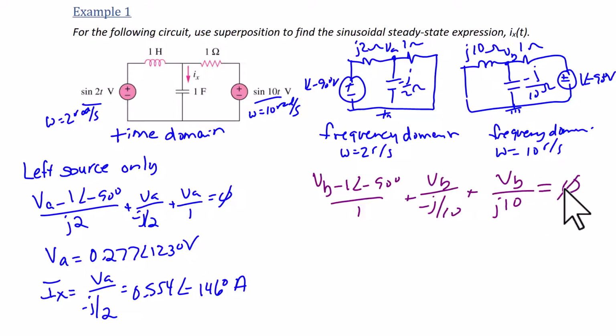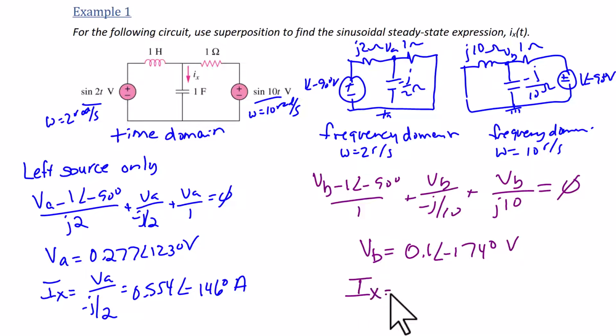KCL for our second circuit is VB minus 1 with an angle of negative 90 degrees over 1, plus VB over negative j over 10, plus VB over j10 equals 0. So VB is equal to 0.1 with an angle of negative 174 degrees in volts. And IX is equal to VB over negative j over 10, which equals 1 with an angle of negative 84 degrees, and the units are amps.